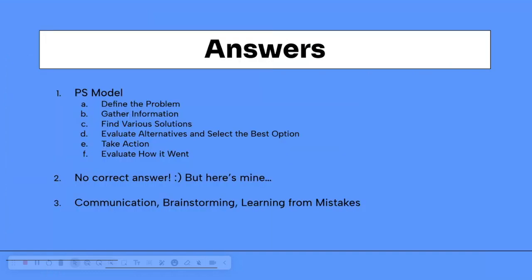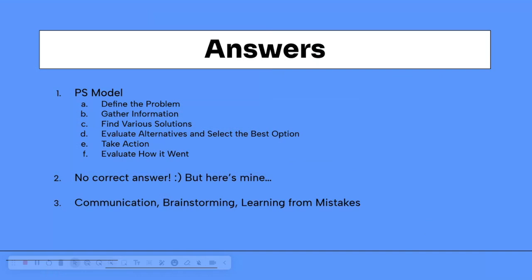And now, going to the answer. So number 1, the problem-solving model, the steps include defining the problem, gathering information on that problem, finding various solutions, evaluating all the solutions and selecting the best option, then taking action and evaluating your action.